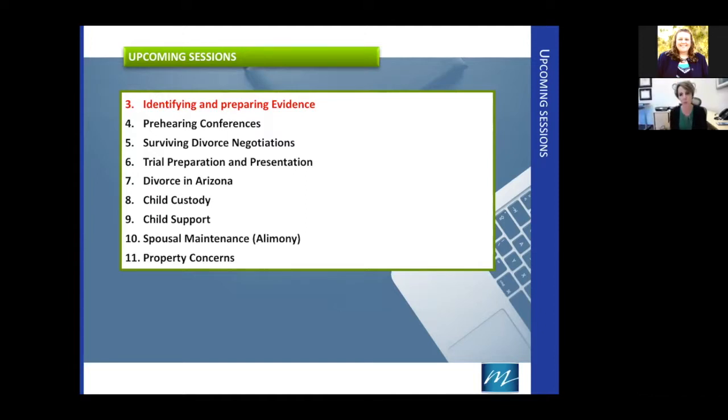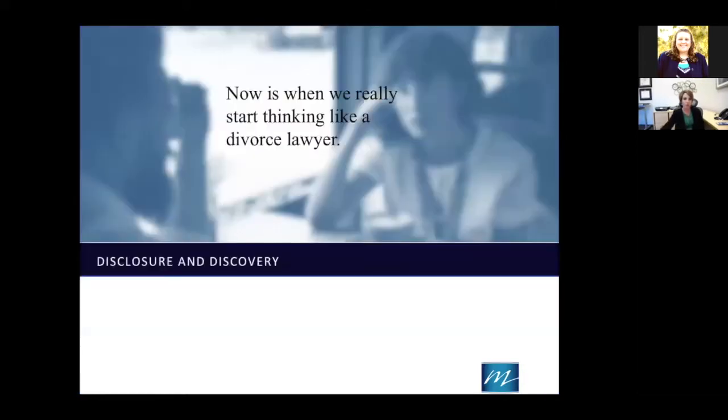So the second half of the series will be all about more of the substantive pieces of the law, and we'll go into all of the different issues that surround divorce and what it means, like when can you get sole custody, that sort of thing. Child support, spousal maintenance, custody issues, and property concerns. So with that, today is really when you start thinking like a divorce attorney. We're going to get much more analytical. Previously, we've been really practical, how to hire an attorney and how to know how much to spend. And now we're going to really start analyzing your case through the lenses of an attorney.